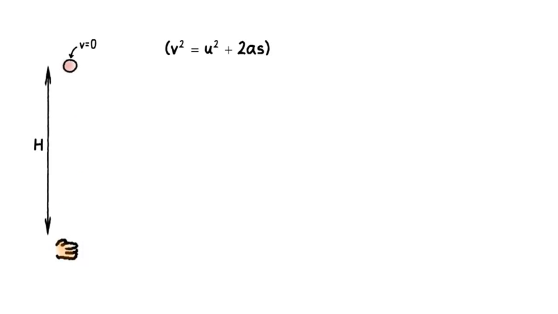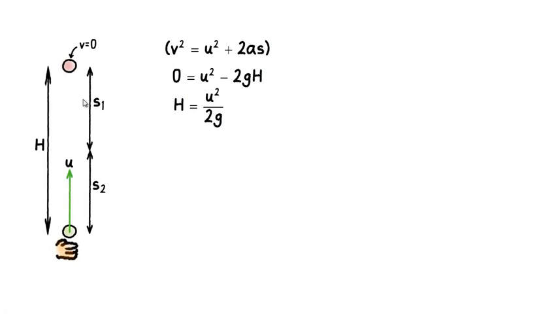We first obtain the expression for the maximum height reached by the first ball. For that, we just need to use the equation of motion, v squared equals u squared plus 2as. In my previous video, I've already shown that the maximum height for a vertical throw is given by u squared divided by 2g. Now let's bring in the second ball.